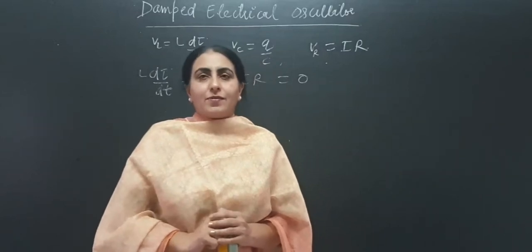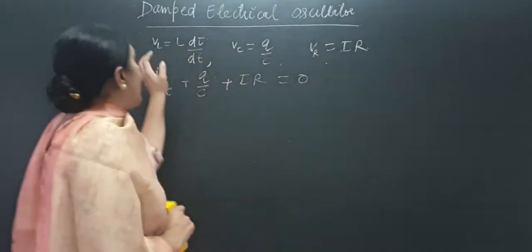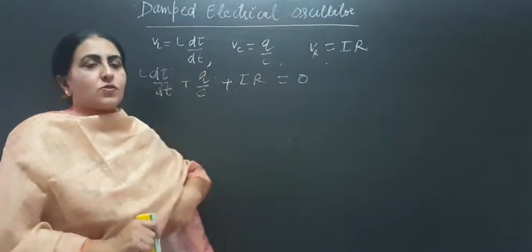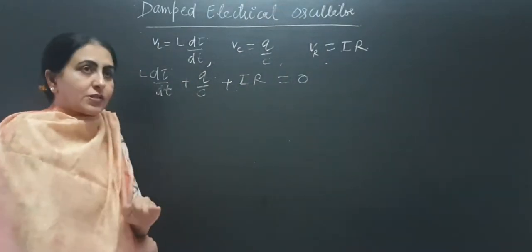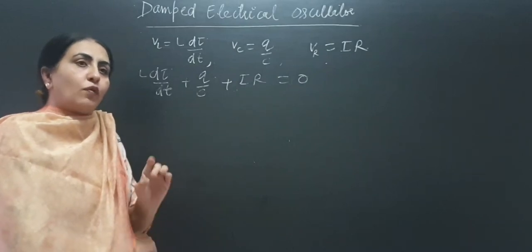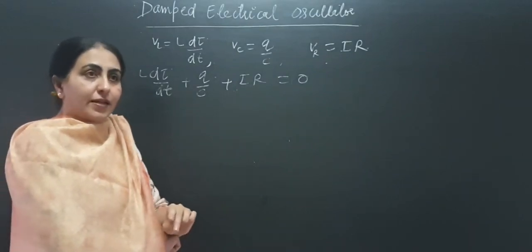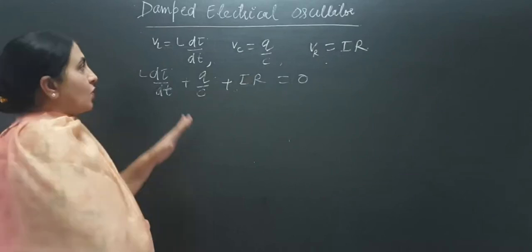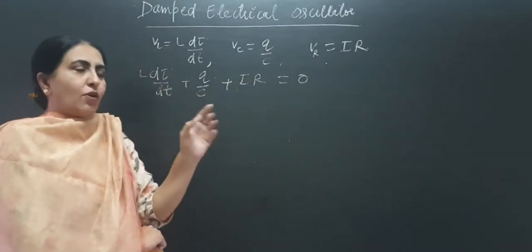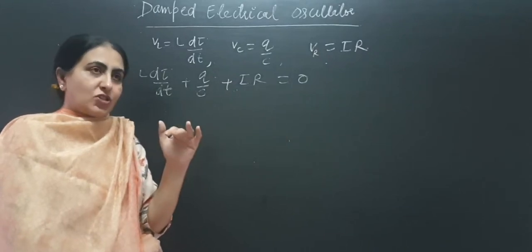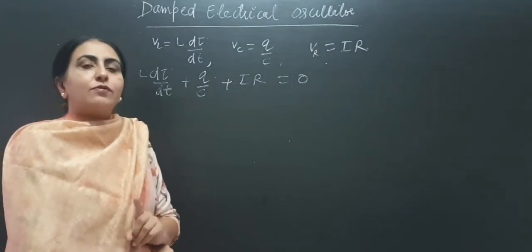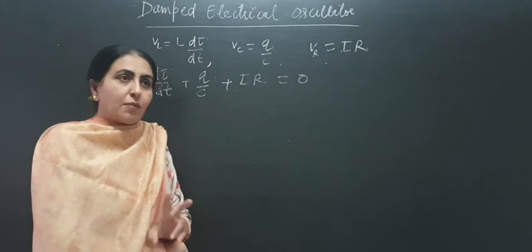Today our topic is the damped electrical oscillator. In the previous lecture we did the damped mechanical oscillator and its three types of damping: over damping, under damping, and critical damping. This is the same as that, only the components are different. In a mechanical oscillator we have mass and inertia, and in an electrical oscillator we have inductance and capacitance components.